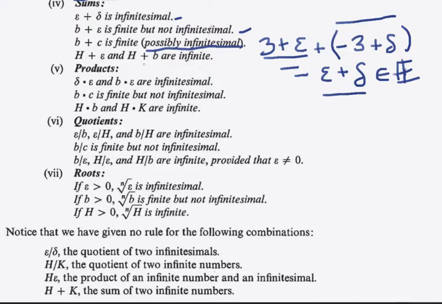Finally, with sums, if I add an infinite number and an infinitesimal, or if I add an infinite number and a finite number, I stay infinite. Really big plus something small is still really big.